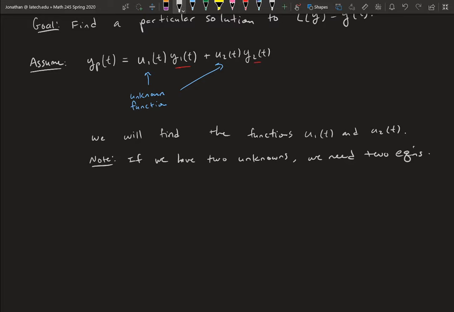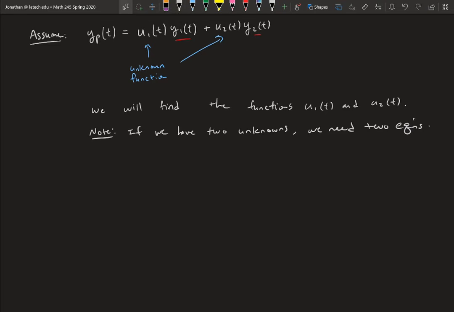So we're going to come up with some equations based on deriving yp and then substituting yp and yp prime and yp double prime into our differential equation. So here begins the derivation of what u1 and u2 are. So yp we know is u1 y1 plus u2 y2.